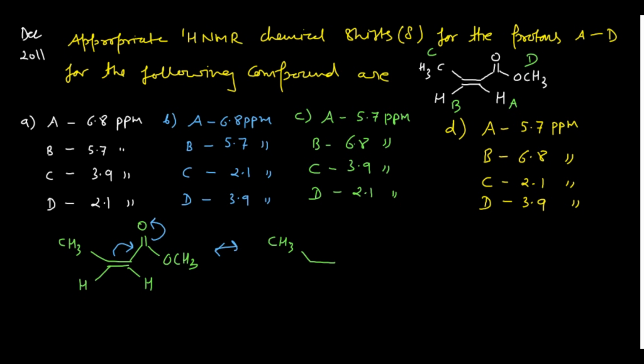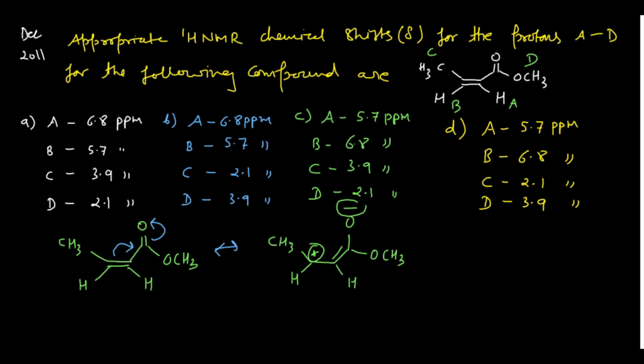CH3, double bond, single bond, O negative, OCH3. This is H, this is another H, and this is positive. This is positive and this is negative. You know this positive sign indicates the electron deficiency here. When electron deficiency is there, that means there is no shielding of the electron, so it is highly de-shielded. Okay, it is highly de-shielded.